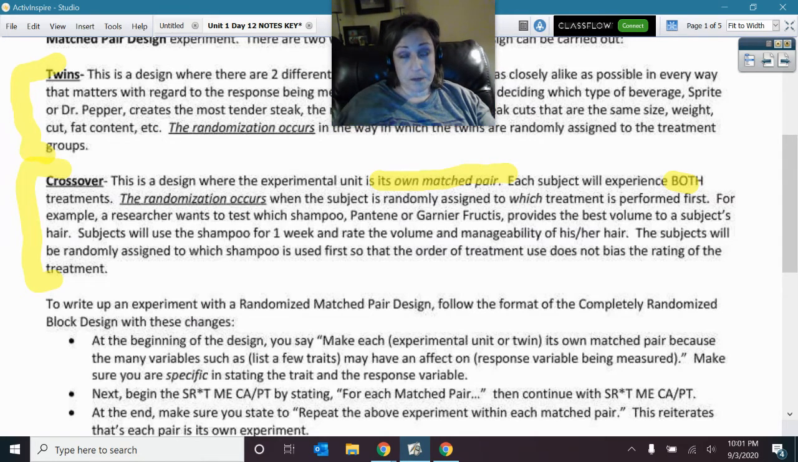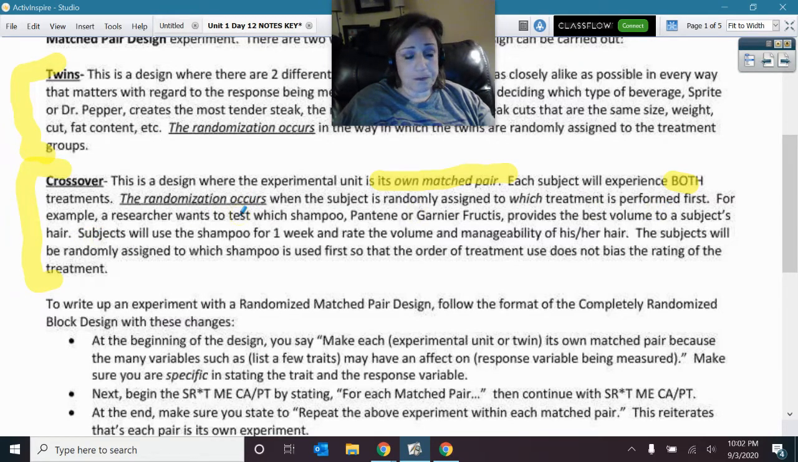Because, for example, have you ever brushed your teeth after you've had orange juice? Or, I don't like having syrup with my pancakes after I've had orange juice. So there was something about the sweetness and the sour. If you have that sweet first, then that orange juice tastes horrible. So the order matters. So we want to make sure that the order is not affecting which preference the patients had or which one performed better and such. So where the randomization occurs then is which treatment is performed first.